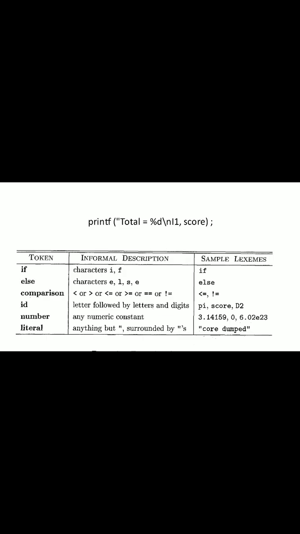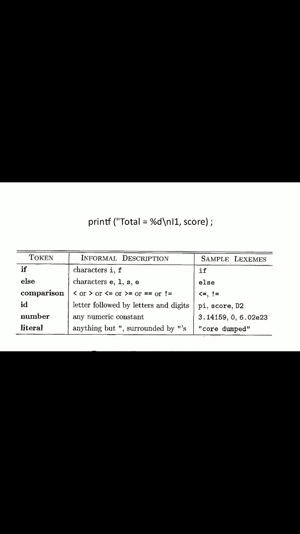The string given in the double quote, here I forgot to give the double quote after this new line. Sorry for that, it's a double quote. Printf, the total equal to percent d slash n, then double quote. It's going to recognize that it's a literal, because in C language whatever you enclose within a double quote is called a literal.